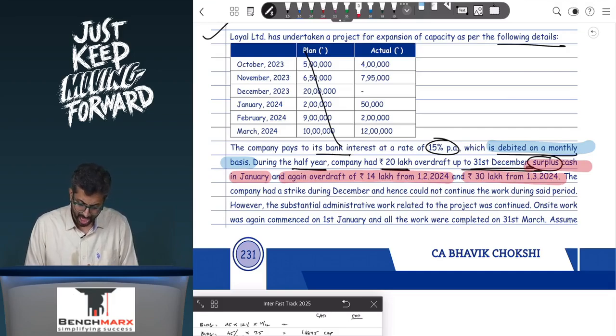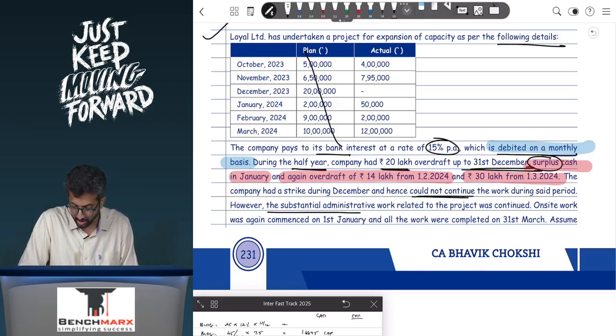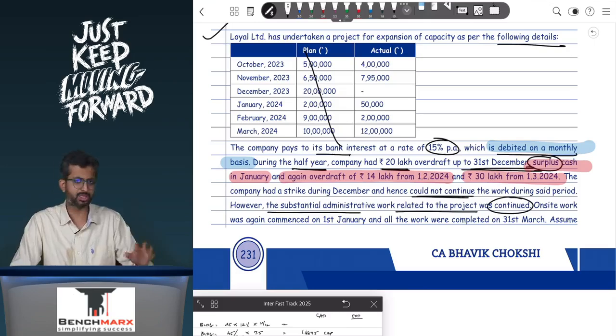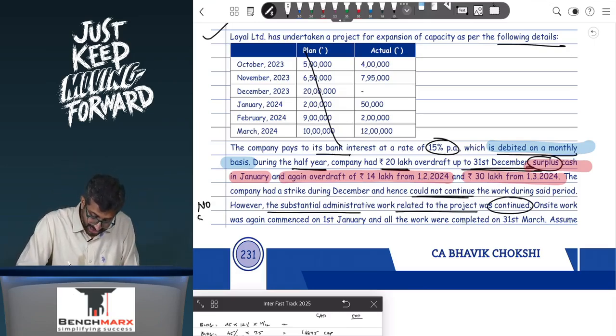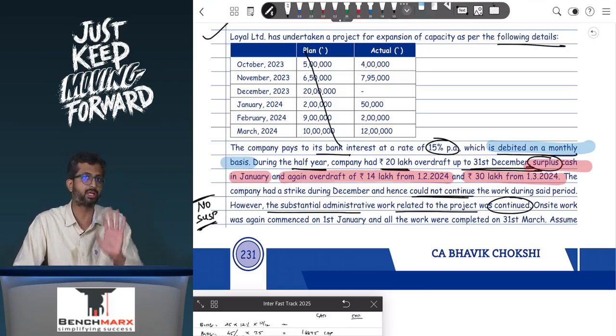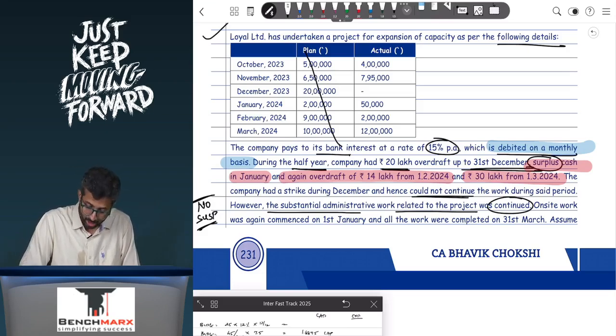The company had a strike during December and hence could not continue work during the said period. However, substantial administrative work relating to the project was still continued, which means even if there was a labor strike, other work on the project was happening, there will be no suspension. If this sentence was not given, that substantial other work was continuing, then we would have suspended capitalization for the month of December. On-site work was again commenced on 1st January and all works were completed by 31st March.